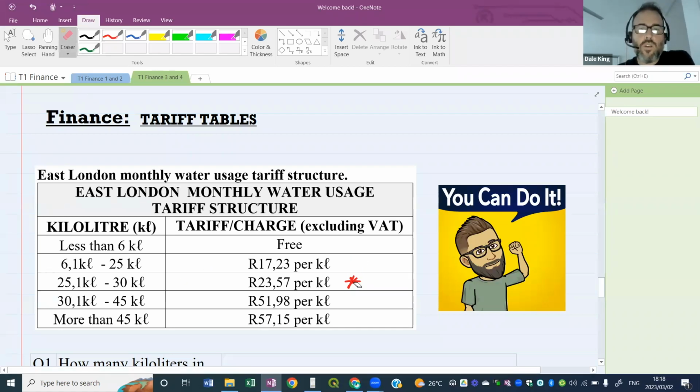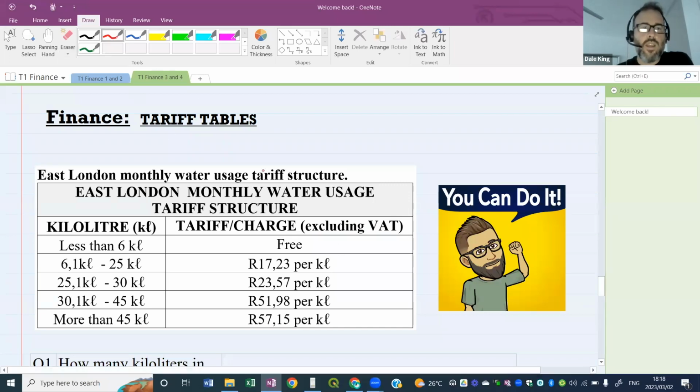Now let's have a look at the right-hand side of this table. This is the tariff or charge side of the table, and you can see here, and I hope you noticed it, that these charges are excluding VAT. What that means is if you see this in an exam or test, the examiner will often use that to their advantage, and if these are excluding VAT costs, they might ask you to include VAT at the end of your calculation. So let's see if we're going to have that tonight. This is an excluding VAT cost per kiloliter of water usage.